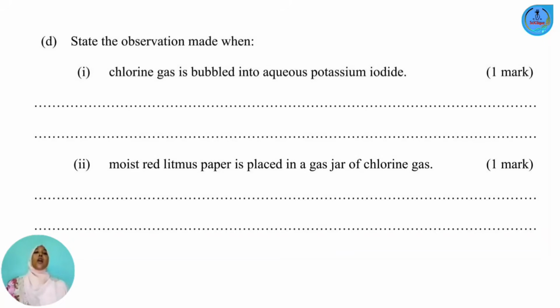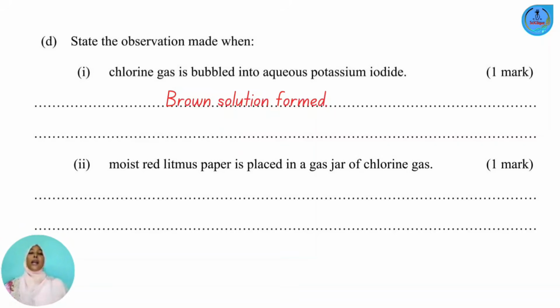Part D, state the observation made when Roman 1, chlorine gas is bubbled into aqueous potassium iodide, okay? So our observation is that a brown solution will be formed. Now, when chlorine gas is bubbled, it's passed through potassium iodide. Potassium iodide, by the way, is colorless, right? I believe all of the compounds of potassium, is it all or most? Okay, tend to be colorless, right? So potassium iodide solution is going to be colorless.